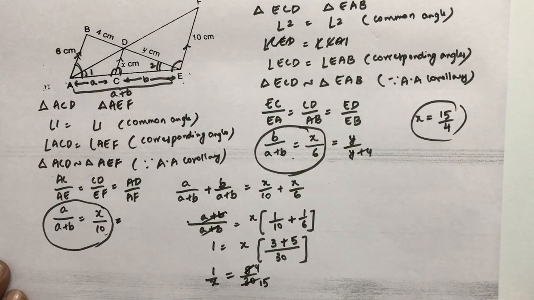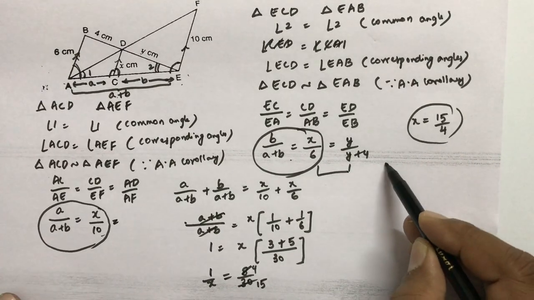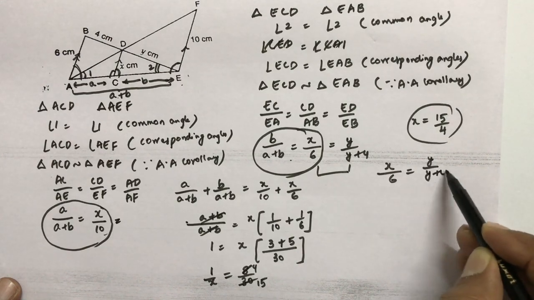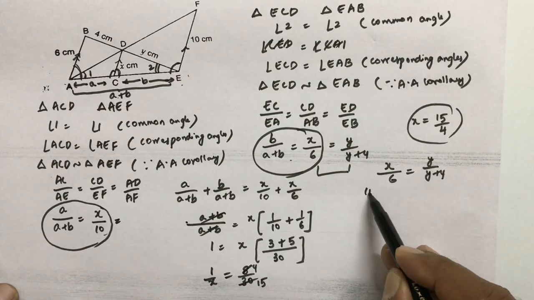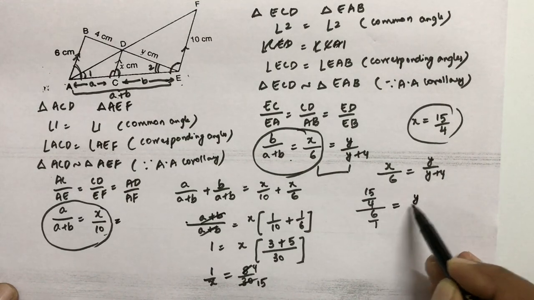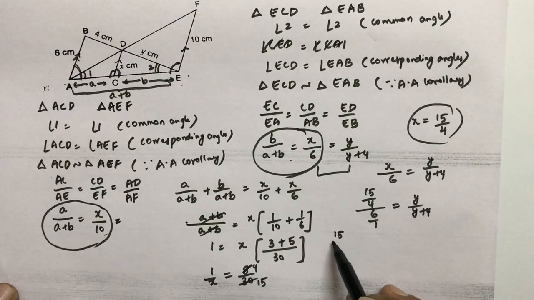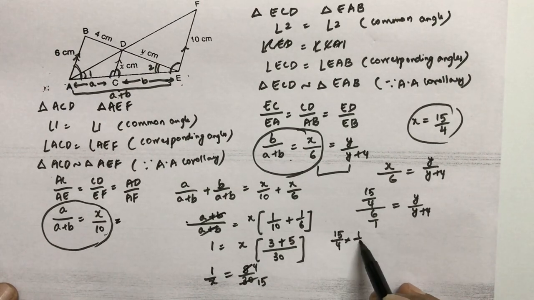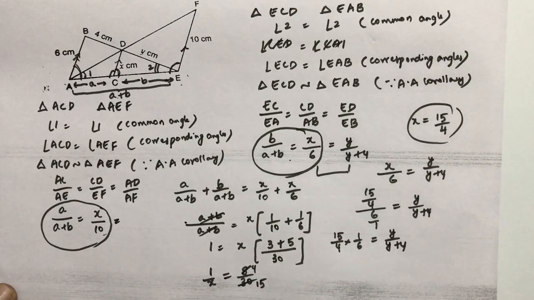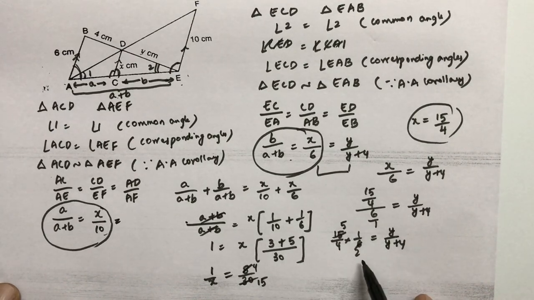Now if we take the values here, X by 6 is Y by Y plus 4. What is the value of X? 15 by 4 divided by 6 is Y by Y plus 4. So 15 by 4 into 1 by 6 is Y by Y plus 4. 3 times 5, 3 times 2. So it is 5 by 8.